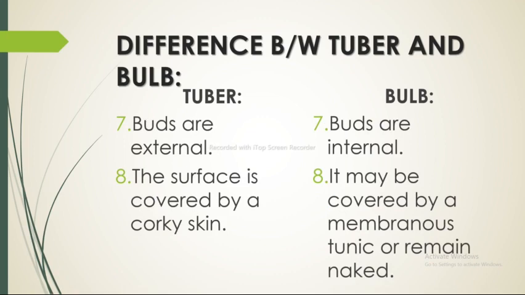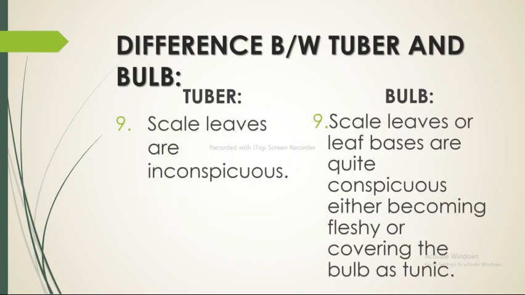Tuber, the surface is covered by a corky skin. Bulb, it may be covered by a membranous tunic or remain naked. Tuber, the scale leaves are inconspicuous. Bulb, the scale leaves or leaf bases are quite conspicuous, either becoming fleshy or covering the bulb as tunic.